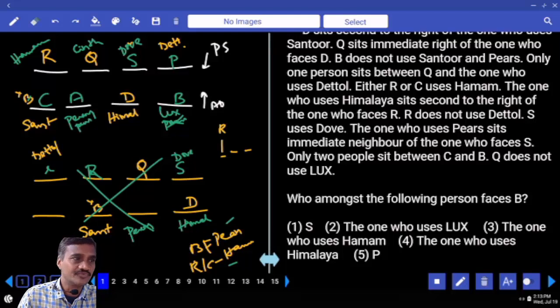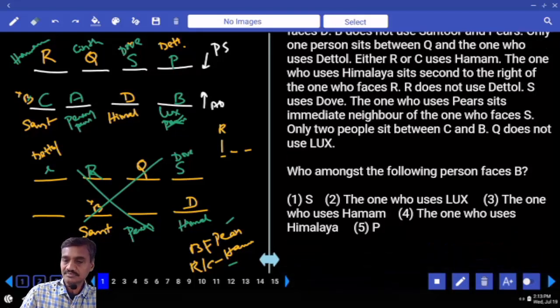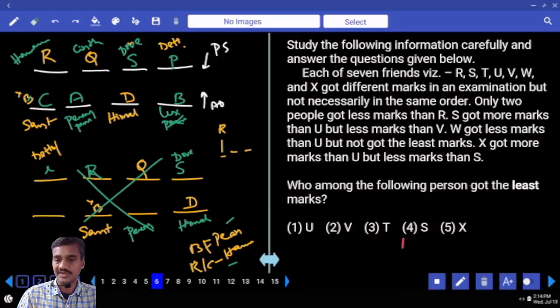And 4 is the lowest in the difficulty level. Hence definitely you need to consider this one as first priority. Now this is about 1 to 5. Then next one, question number 6 onwards.